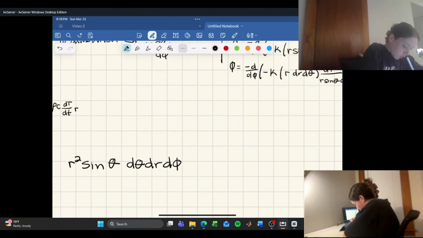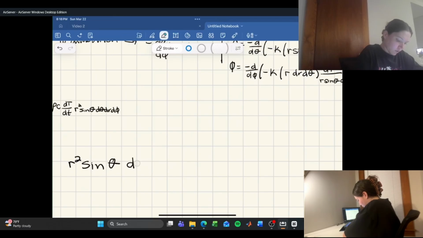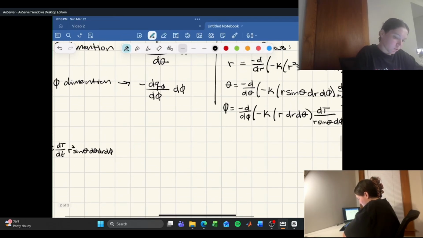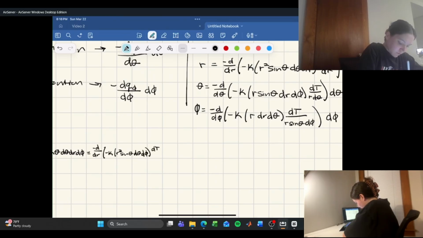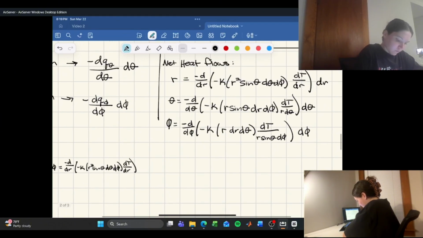The volume was r squared sine theta d theta dr d phi. And then this is going to be equal to the net heat flow that we just found for all of these sections. So I'm going to copy these down, and then add all of these together.